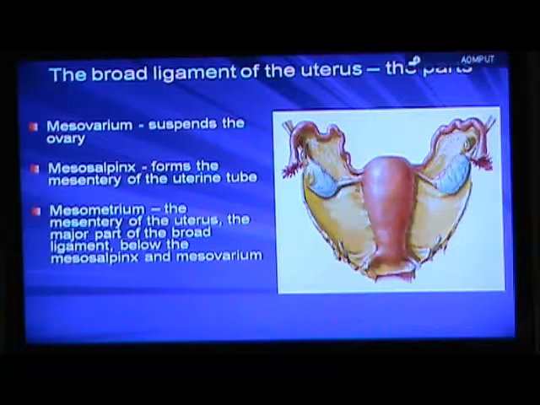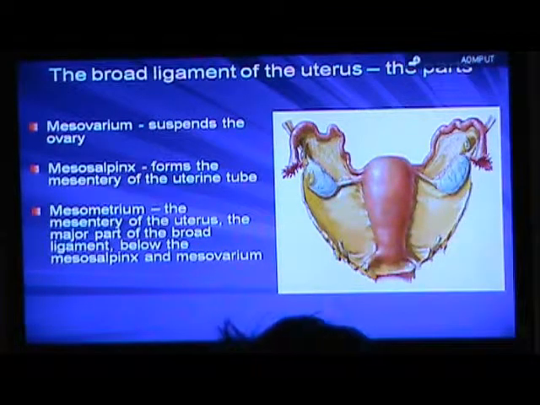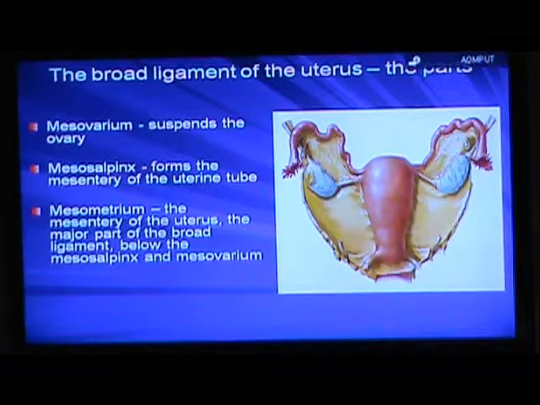The mesosalpinx forms the mesentery of the uterine tube, and the mesometrium is the biggest part of the broad ligament of the uterus. So the mesometrium is a mesentery of the uterus, and is located below the mesosalpinx and the mesovarium.